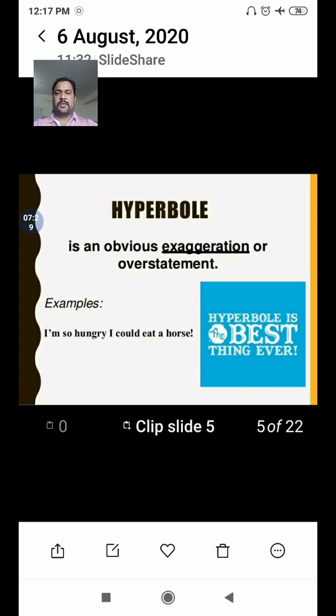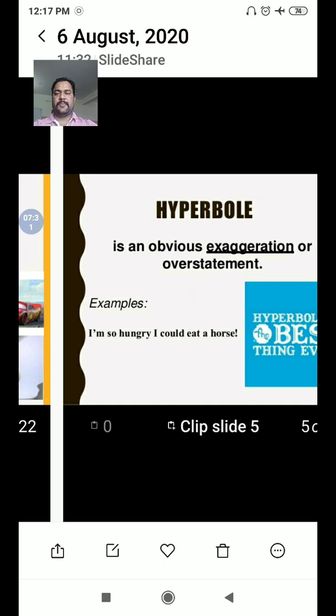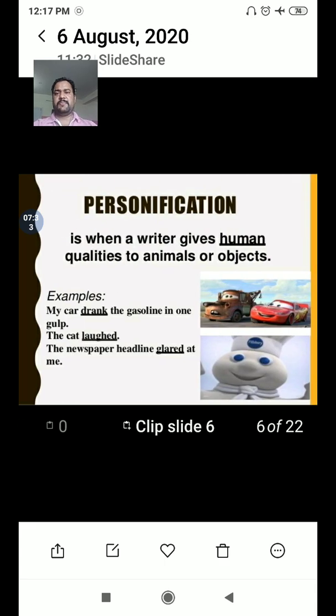So these are the examples of hyperbole. Next is personification. Personification is when a writer gives human qualities to animals or objects. So when human qualities are added to animals or objects, that is personification. Example: my car drank the gasoline in one gulp.